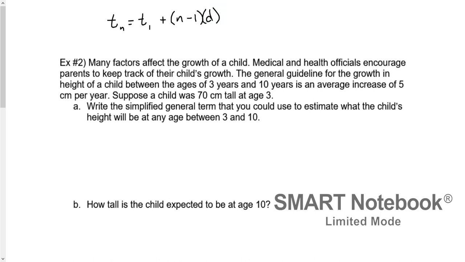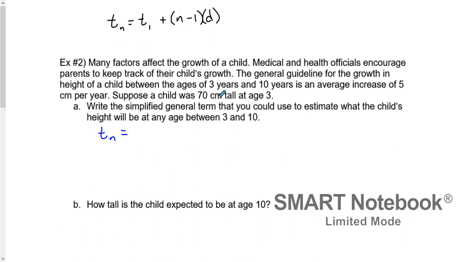I'm just going to put the D in some parentheses. So the general term. In other words, we're looking for what is Tn. What we then need to do is plug values in for our T1, our N, and our D. T1 stands for the first term. So in other words, what is the height at year 1? And it's actually said directly in the question.